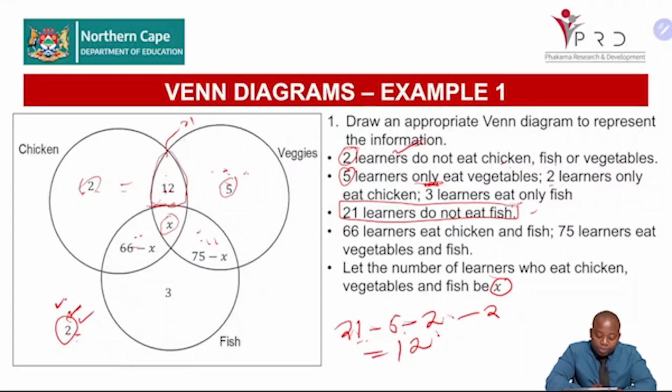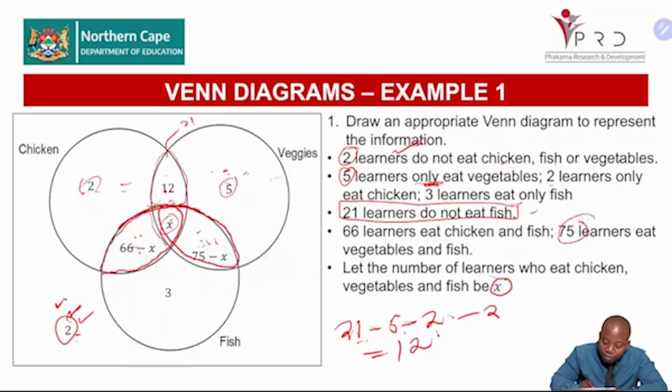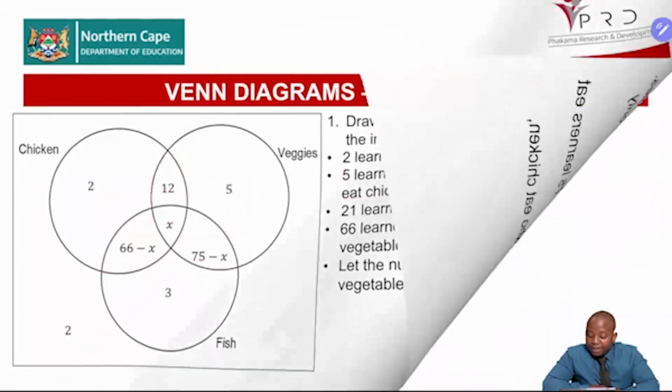So you can see these are the ones that do not eat fish. 66 learners eat chicken and fish. But we can see that this 66 is between the chicken and fish, and that will also include my eggs there. So to get the part of 66 that only eats both of them without the veggies, I'm going to say 66 minus x. Then I'm going to look at the 75 learners that eat vegetables and fish. So 75 is vegetable and fish, for this intersection. Then we're going to subtract the x in that case. So that is our Venn diagram there.